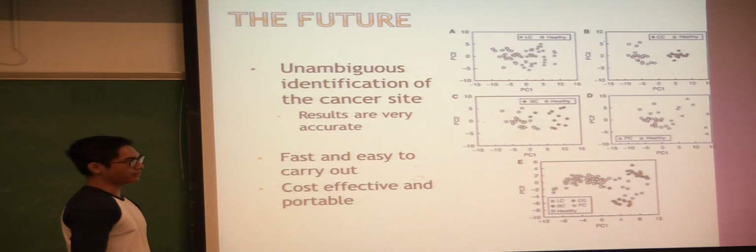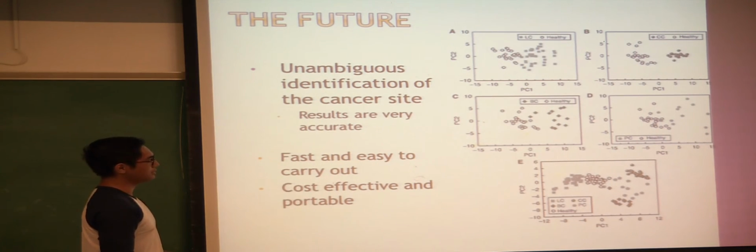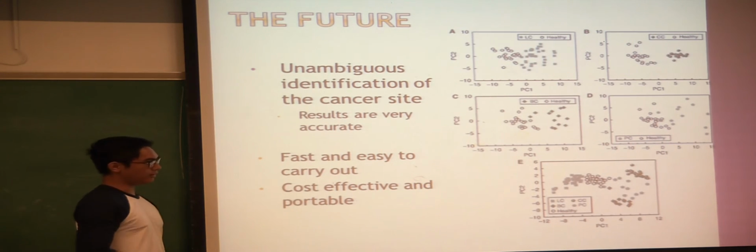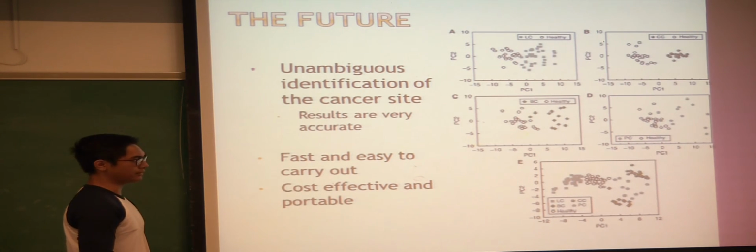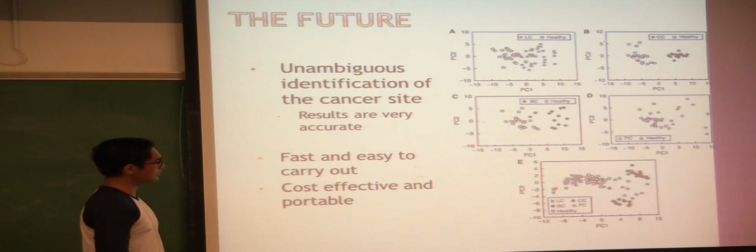The future is very bright for the cancer breathalyzer. As you can see, these graphs are the results, and they show a PCA plot of the sensor's resistive response to the volatile organic compounds. And these results are very accurate, and they show an unambiguous identification of the cancer site, meaning that there's a very good separation of the healthy patients compared to the patients with cancer, and they're formed in clusters.